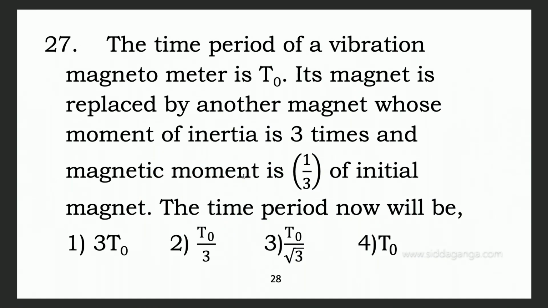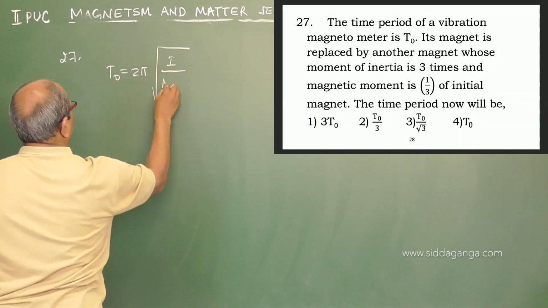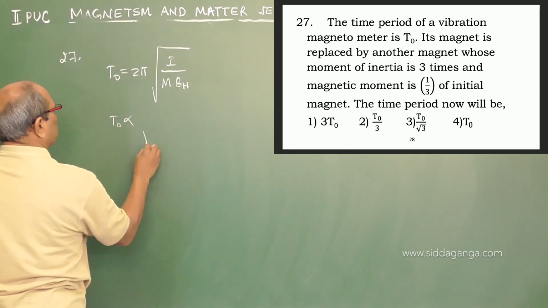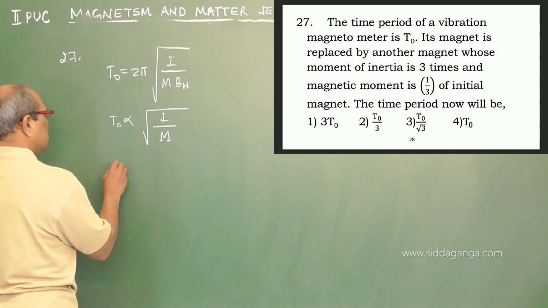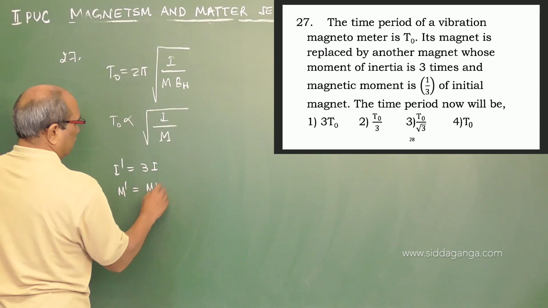The time period of vibration of a magnetometer is T0. Its magnet is replaced by another magnet whose moment of inertia is 3 times and magnetic moment is 1/3 of its initial magnet. The time period now will be... See, the question number 27, T0, you have the relation 2 pi root of I upon m into BH. In this case particularly T0 is proportional to root of I by m. But the situation is I dash is 3 times I, m dash is m by 3.